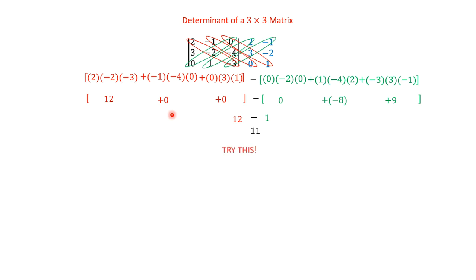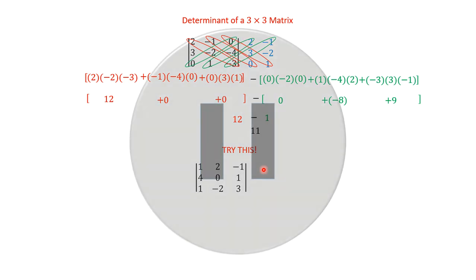So how about try one? We have the matrix 1, 2, negative 1, 4, 0, 1, 1, negative 2, 3. Try this. Extend it by 2. Do the multiplication. I would show some steps because there are a lot of places where you can make mistakes here. And then pause the video and come back when you're done.